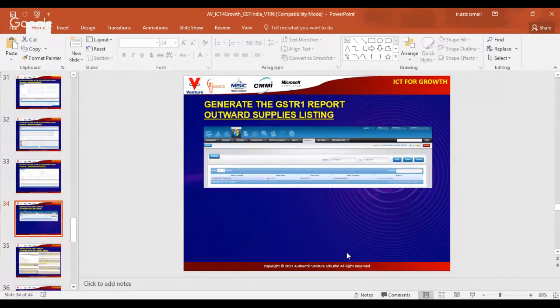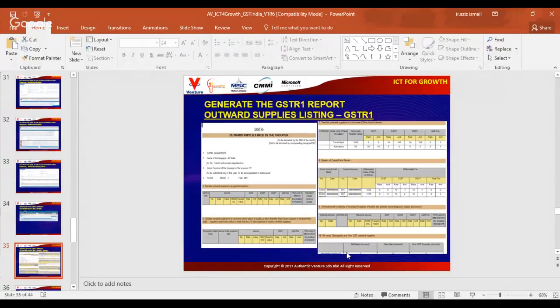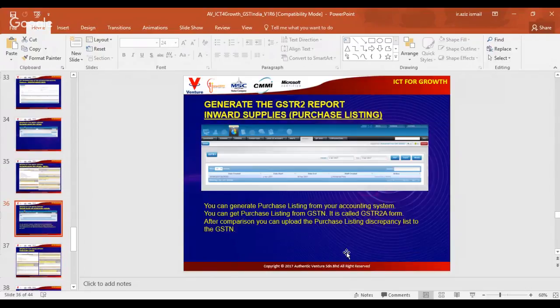And you can look at the GST R1 outward supplies listing. This will be provided by the system. You can also get the GST R1A from the government under GSTN to look at the list from the government. GST R1 and then purchase listing, inward supplies. You can also get it from your system. And you can also get GST R2A from the government.